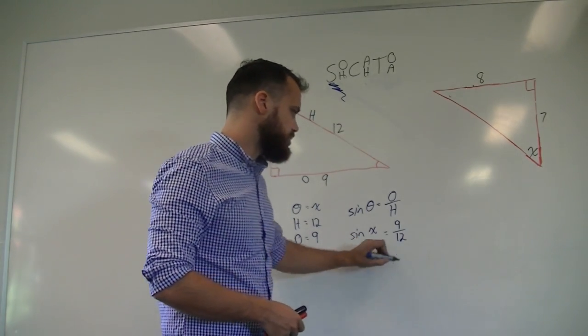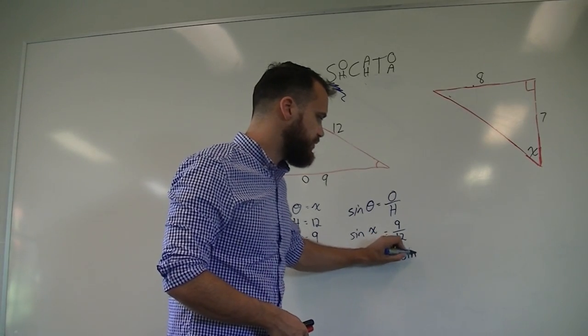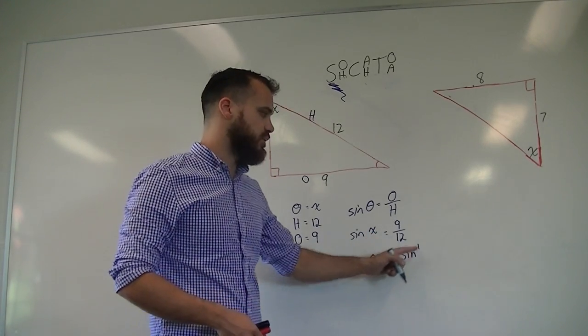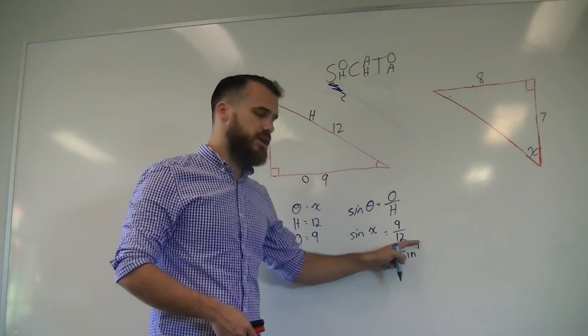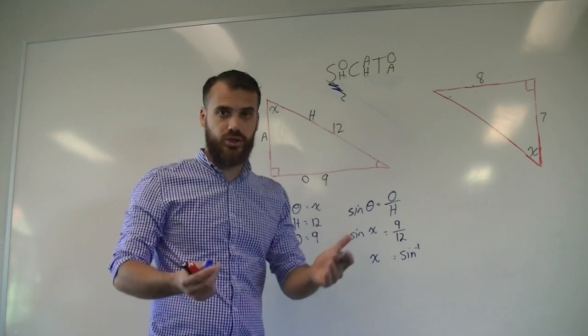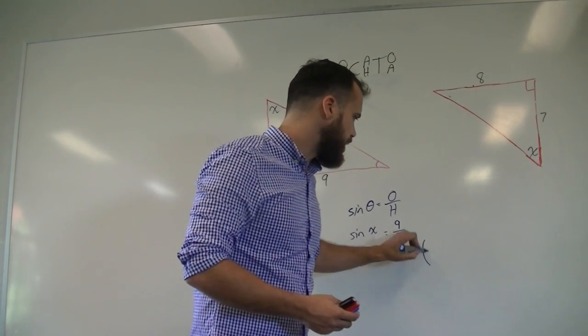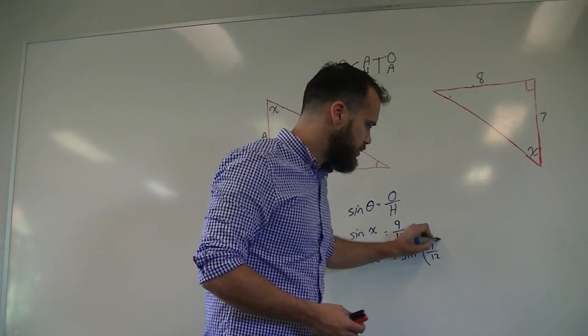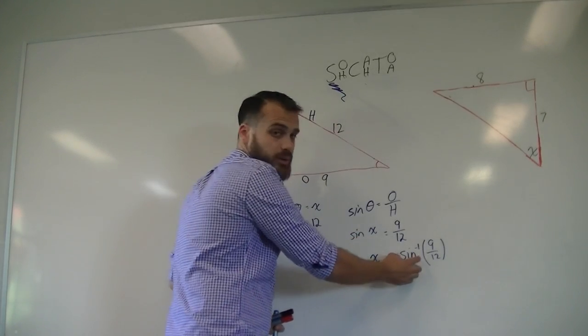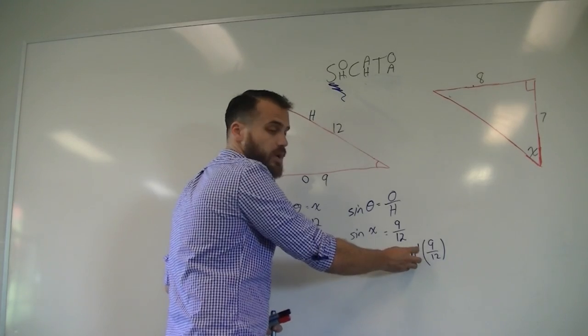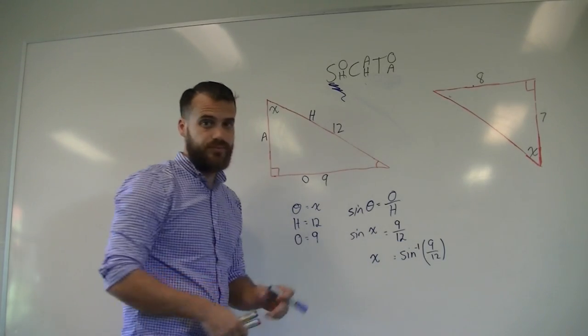x equals shift sine. Okay, so that's sine -1. That there is inverse sine. You can also call it shift sine. Bracket 9 over 12. So all we've done is take a sine from here to here, and when we did that, it ends up with this -1 up the top, which means shift sine.